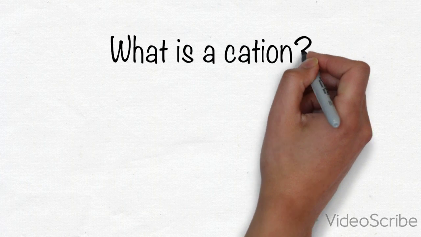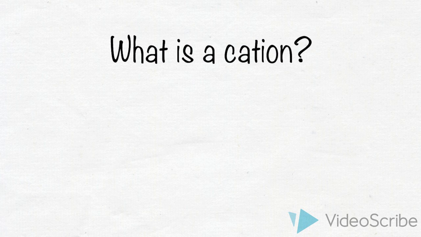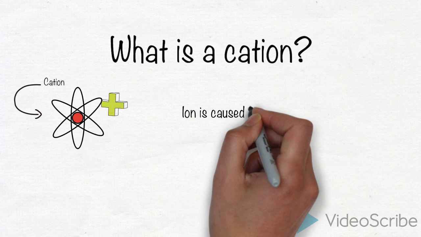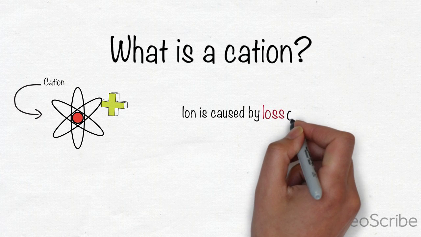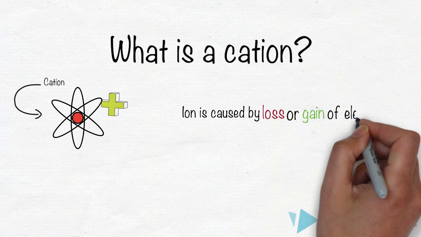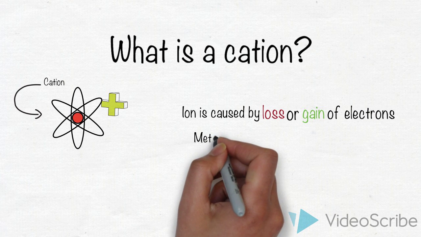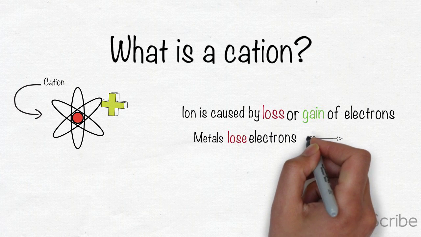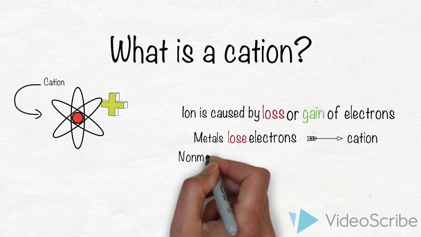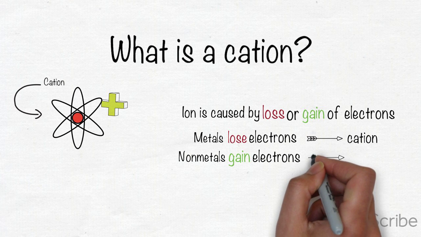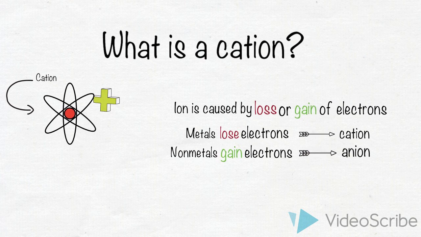First of all, before we go any further, what exactly is a cation? A cation is an ion that is positively charged. An ion, which is caused by a loss or gain of negatively charged electrons, gives an element either a positive charge or a negative charge, depending on what that element is. Most metals, like lithium and beryllium, are likely to lose electrons, in turn making them positive ions, or cations. Most nonmetals, like oxygen and fluorine, are likely to gain electrons, in turn making them negative, or anions.